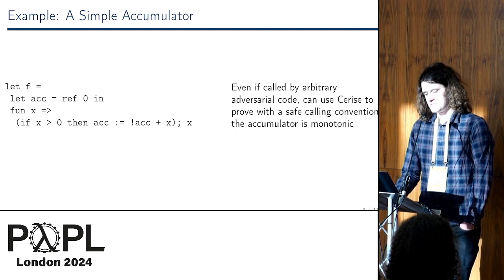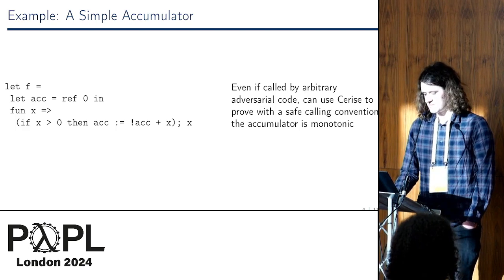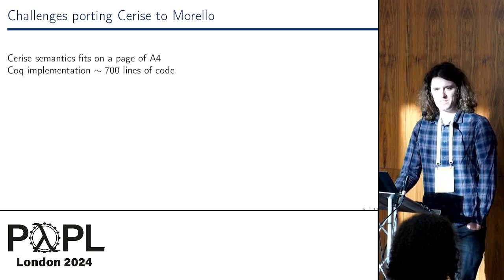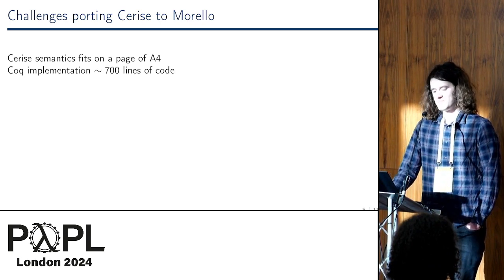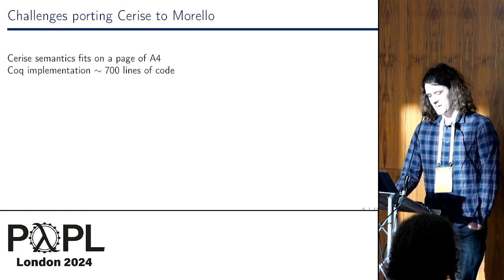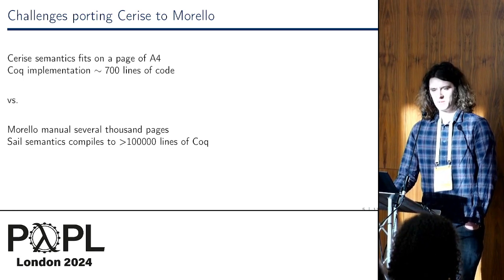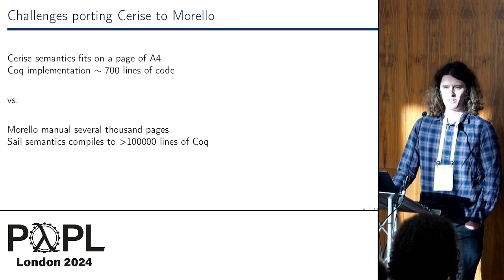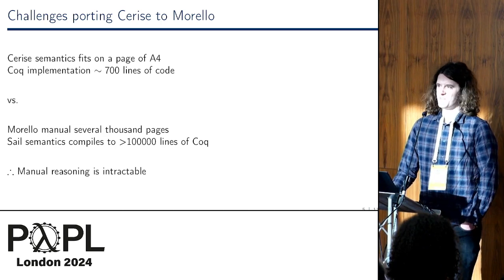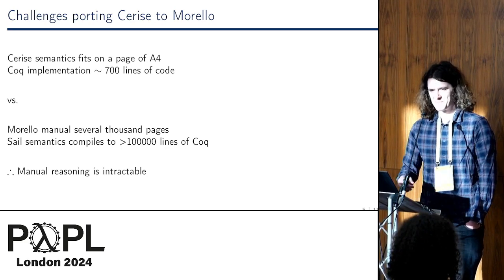So why can't we just take the Cerise work that has already been done, and do it again for Morello, with a similar technique? And this is mostly a problem of scale. The Cerise semantics is about 1 page of A4, at least a version of it is. A version of it I found while writing this talk is 700-ish lines of Coq, the operational semantics. Compared to Morello, 1,000 pages of prose specification. When we take the formal Sail model and compile it into Coq, it's more than 100,000 lines long. So the manual approach that Cerise used is completely intractable here. Even if we had the time, we actually just can't load the semantics into Coq. If you try and execute it, Coq immediately crashes.